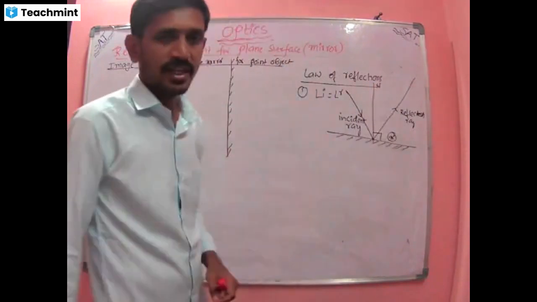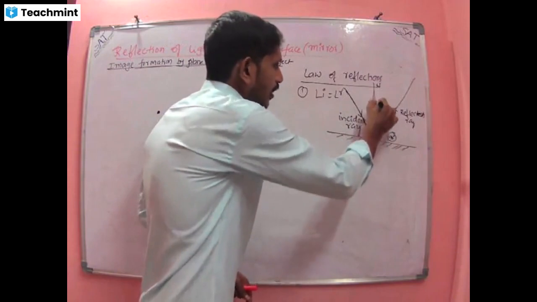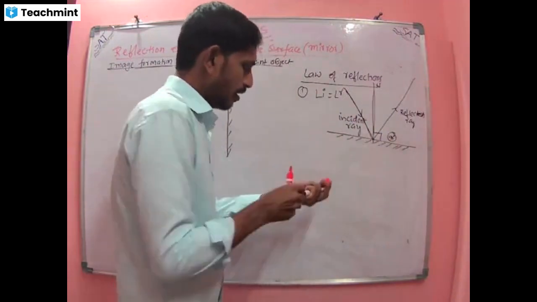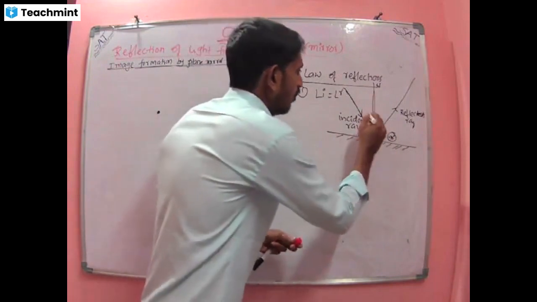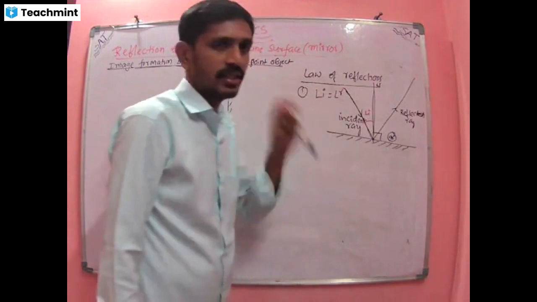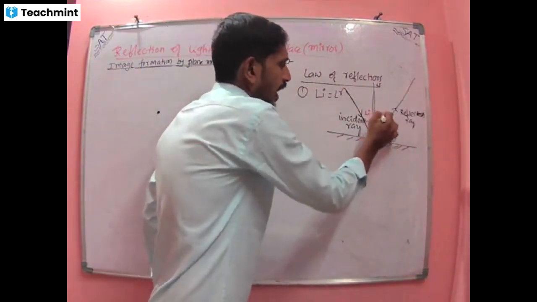What is the angle of incidence? The angle made by the incident ray and the normal is called the angle of incidence. What about reflection? The angle made by the reflected ray with the normal is called the angle of reflection.